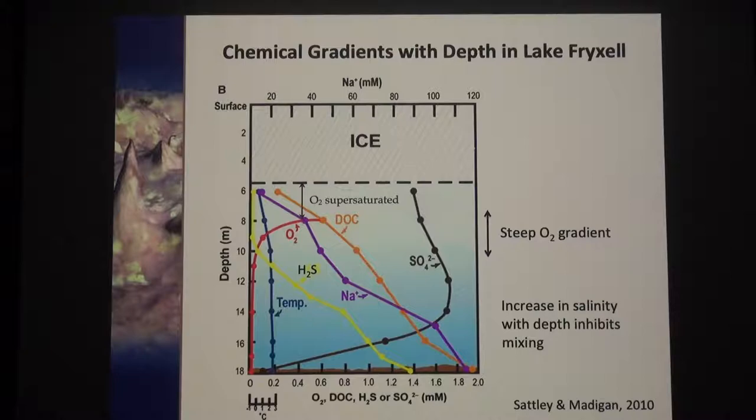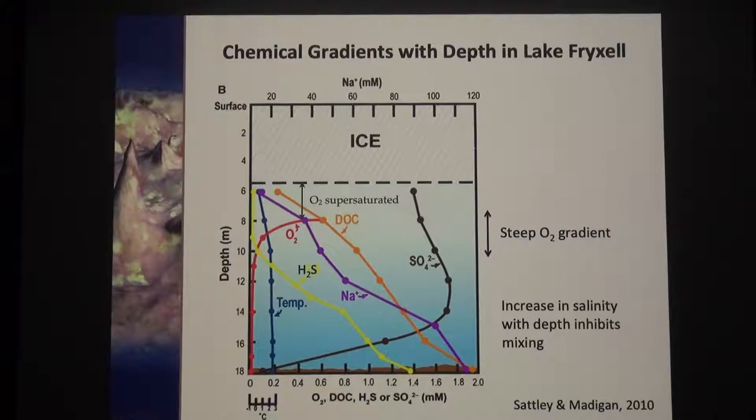So here are some geochemical gradients in Lake Fryxell. When the ice freezes, it excludes the atmospheric gases that flow in with the meltwater, and so you end up with very, very high oxygen concentrations at the surface, and those decline with depth. The ice also excludes salts, and so the history of lake level rise and fall produces substantial salinity gradients, represented by the sodium coming down here. That keeps the lake from mixing, and so all the chemical transport in the lake is by diffusion.